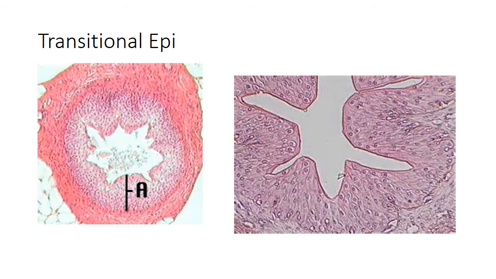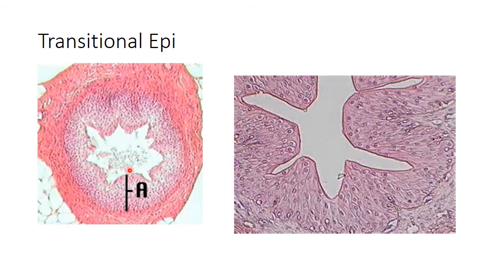What else you got with the epis? This epi is going to be transitional. This is also known as uroepithelium. What do you got with this one? Well, you'll find these within the urinary tract. And this little center area gets filled with urine, and what happens, this will kind of flatten out into a circle.